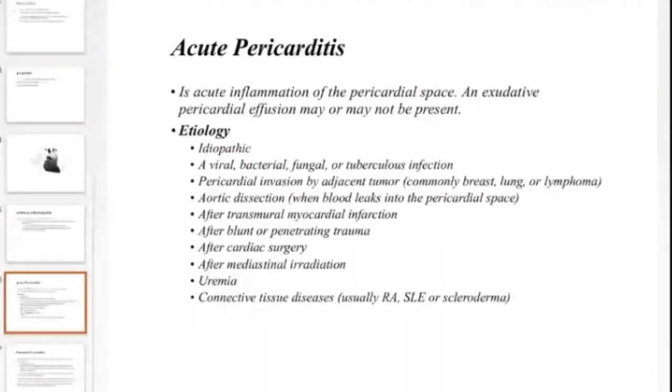What is acute pericarditis? Acute means an inflammatory process. It is an inflammatory process of the pericardial sac, either exudative or with effusion, which may not be present.